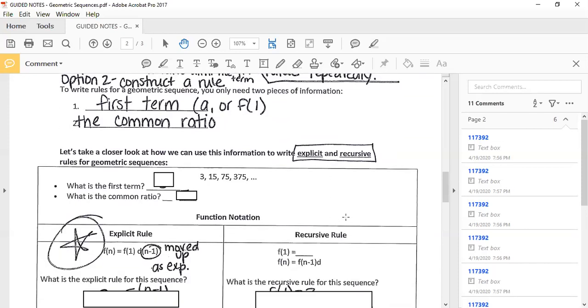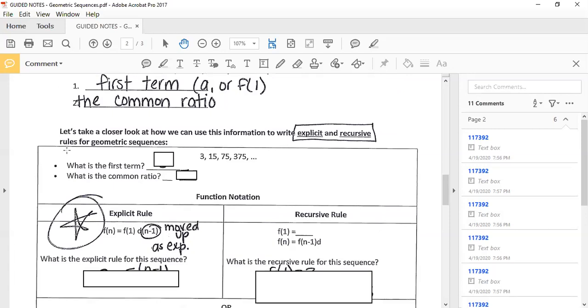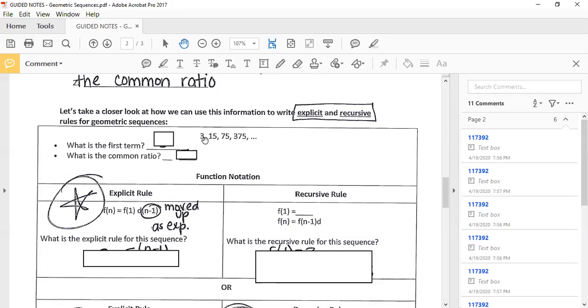So similarly, we've got explicit and recursive rules, and we're going to construct them similarly to the way we did arithmetic sequences, except instead of doing addition, we're going to involve multiplication instead, okay? It's a slight tweak, but it makes a difference. So here we are, looking at 3, 15, 75, 375. The first term is 3, and the common ratio, hopefully I did it right on this part, okay? I did 3 times what gets me 15? Well, that's 5. So the common ratio here is 5.